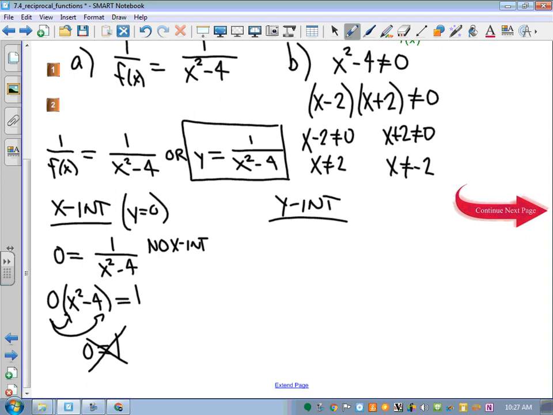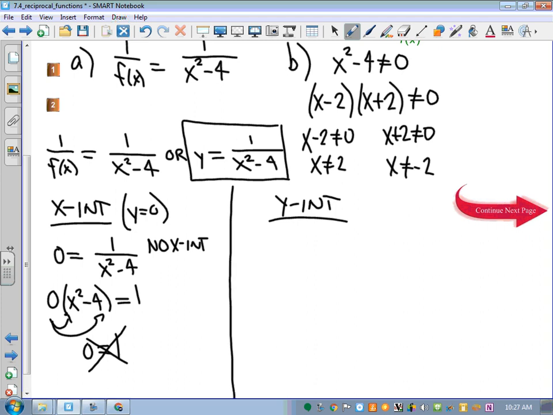And you are going to see that happen for the reciprocal of functions throughout grade 11. And then when we get to grade 12, we're going to talk about taking a reciprocal and moving it up or down, and then kind of all bets are off. But that's not this year. So you'll see no x-intercept happen again and again and again.